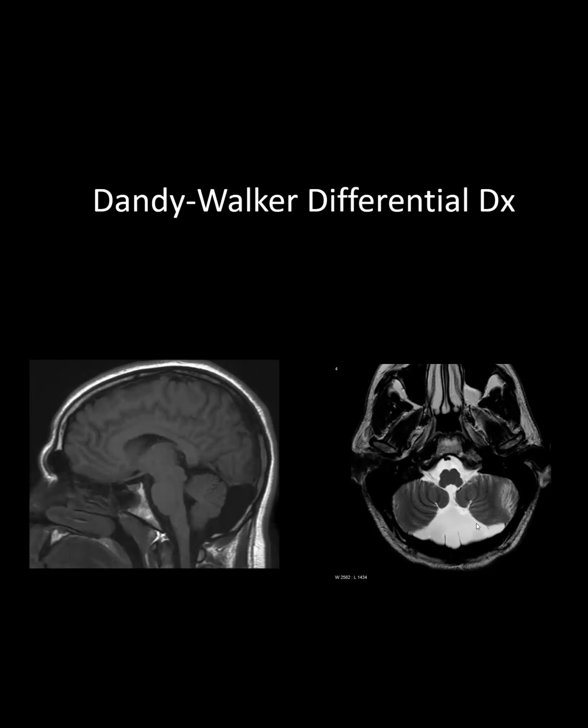And if you have a situation like this, where you have a normally fully formed vermis, but there's this cystic space behind and inferior to the vermis, if that cystic space has septations and vessels in it, it's a megacisterna magna. If you have a cystic space with no architecture, that's an arachnoid cyst.